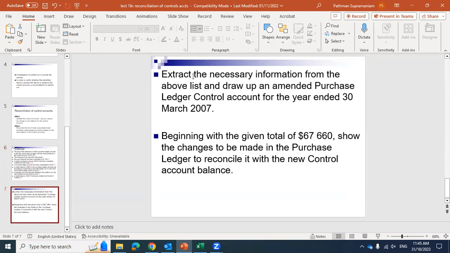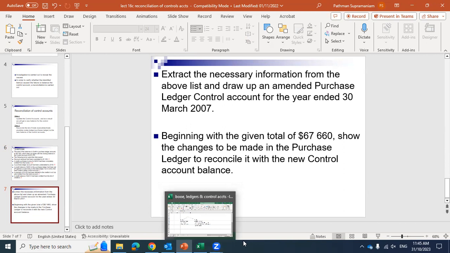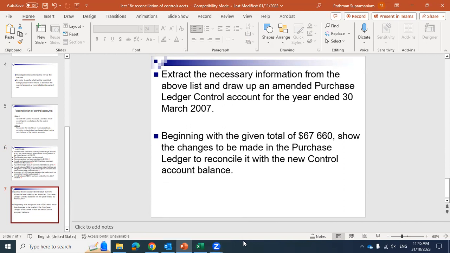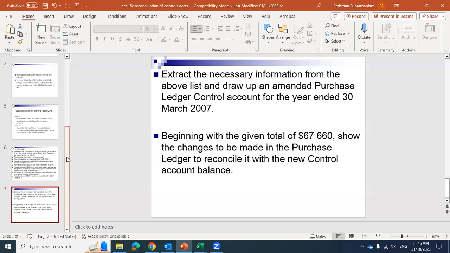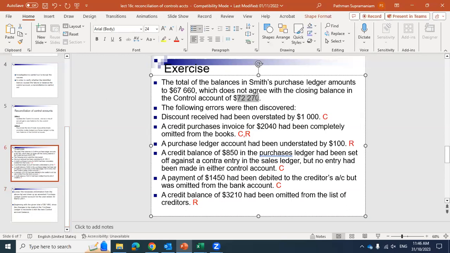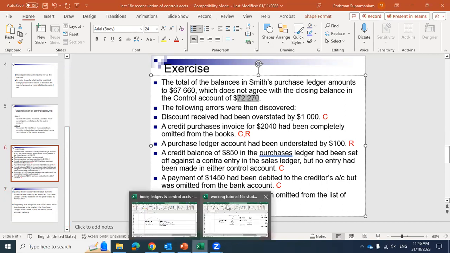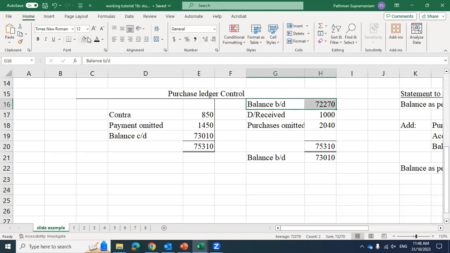So what the question requires you to do is we need to draw an amended purchase ledger control account and show a reconciliation after that. Okay, so our first step is to start off with the wrong control account. We are now attempting to update the control account. So we start with 72,270 and we need to record it on the credit side because that's your initial balance, which is not correct.